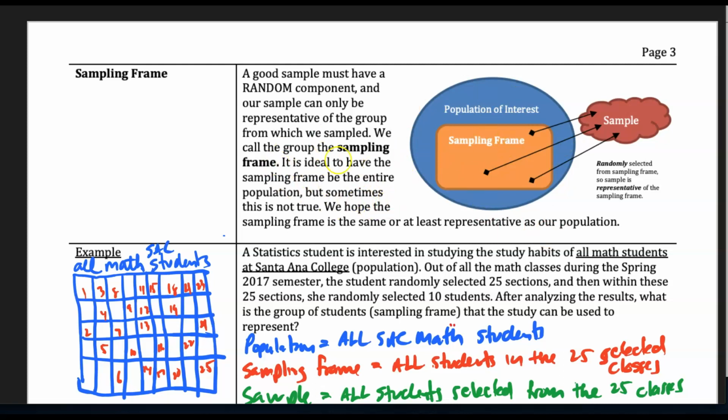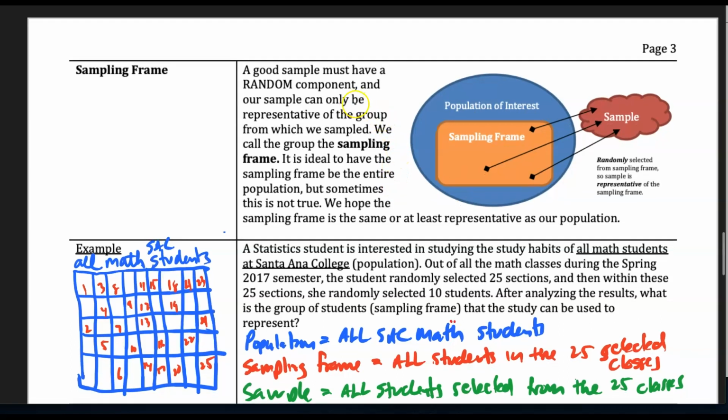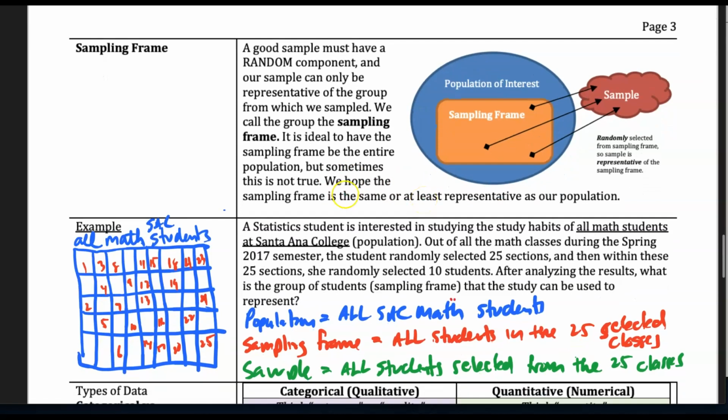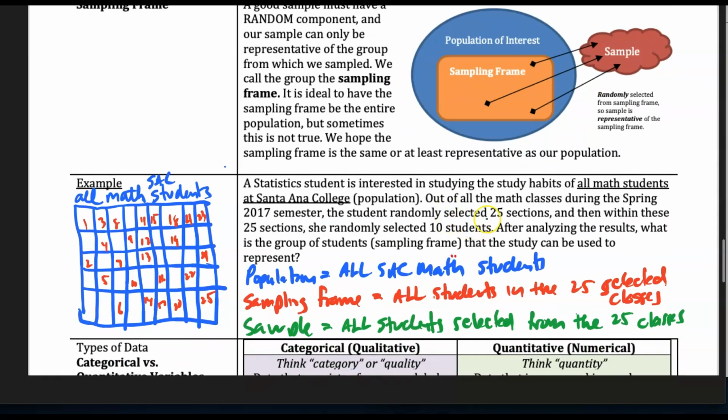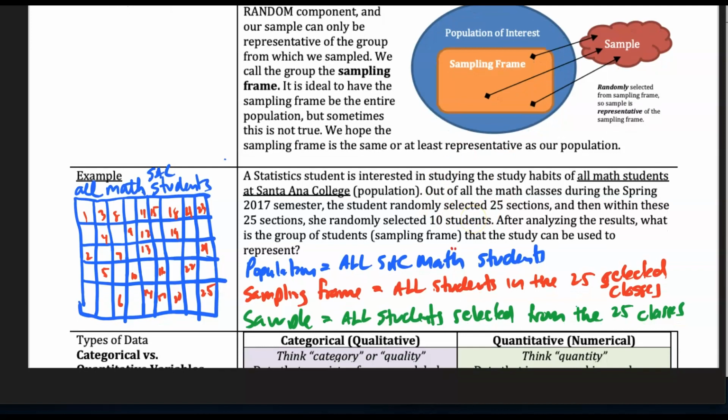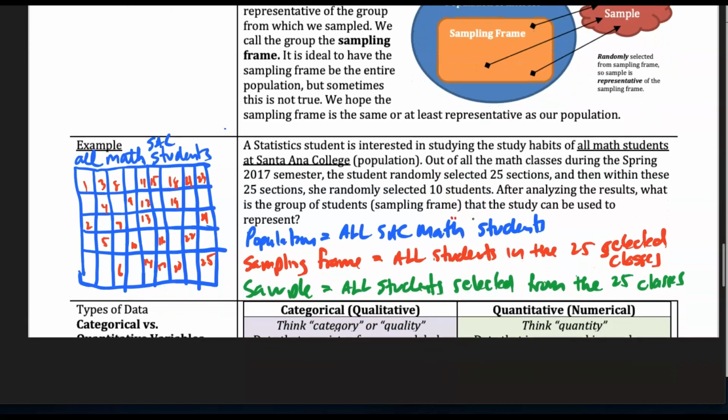If we're interested in learning about a population, the sample should be representative, should be related to it in some way. It can only be representative of the group from which we sample. We call the group the sampling frame. It is ideal for the sampling frame to be the entire population, but sometimes this is not true. We hope that the sampling frame is the same, or at least representative. So we take a sample from a group within that population, and we're hoping that sampling frame is representative of the population, and then our results.